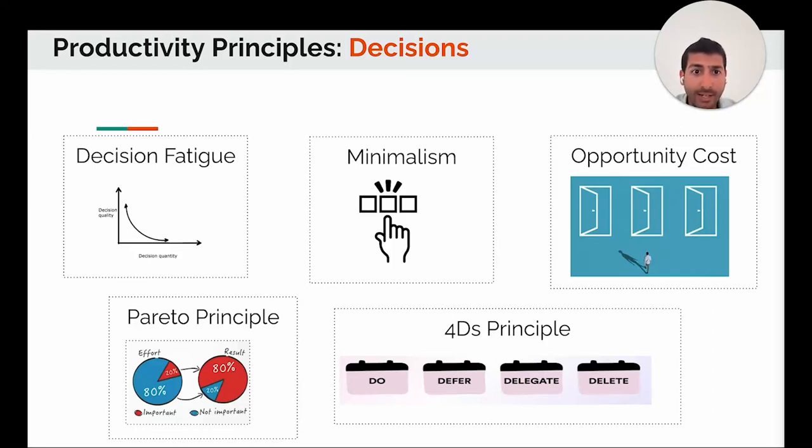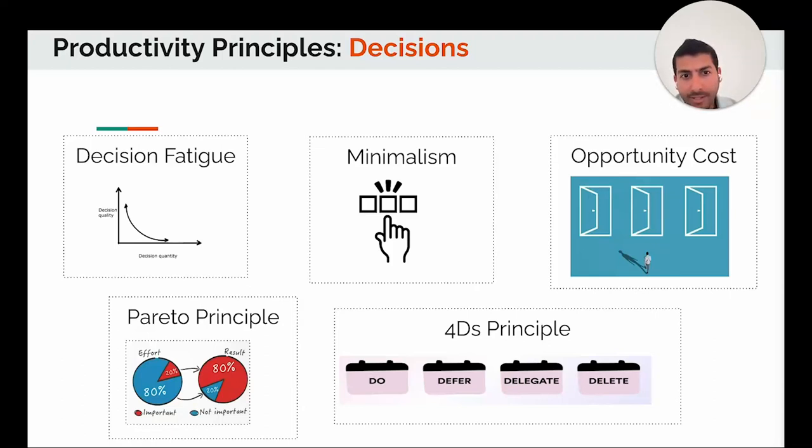So first up, we have some principles in the context of decision-making. The first one is decision fatigue, right? As the name suggests, this refers to the declining quality of decisions that a person is able to make, either after a long session of decision-making or after having made multiple decisions through a day. To apply this principle, one could ensure that the most critical decision-making tasks are scheduled for when they are fresh and alert.